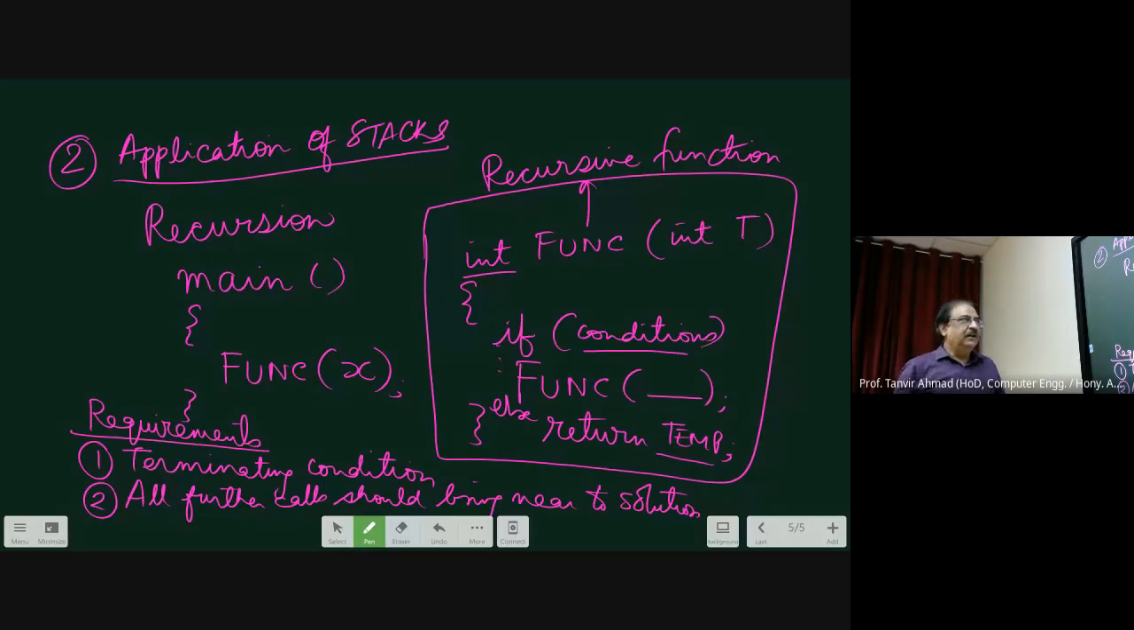That means when I am going to call it with some value, the next call should be such that it brings it nearer to the solution. Suppose I start with x equal to 5. It should become x equal to 4, then 3, then 2 and 1. If 1 is there, the condition must be met. That means every call to this function must bring it nearer to the goal and the solution. Otherwise, if either of these two conditions is not fulfilled correctly, it will always make the call an infinite call.